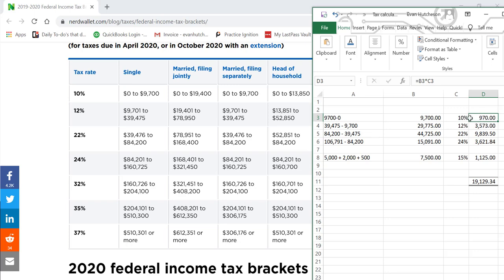So we've got those three numbers right there. Those are easy. And then remember, his taxable income was 106,791. So we take 106,791, we subtract out the beginning of that threshold, the 84,200, and we have 15,091. 15,091 at 24%. So you see he's in the 24% tax bracket. If someone asked what tax bracket you're in, he would say 24%. So he takes 24% of the 15,000. That's $3,600.